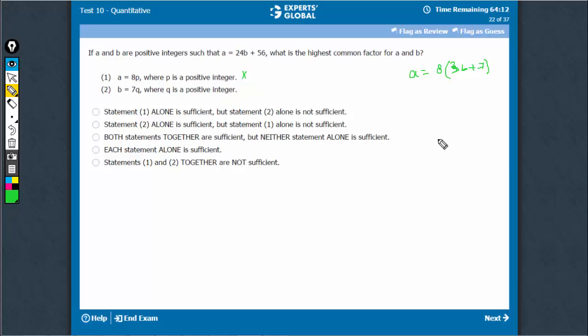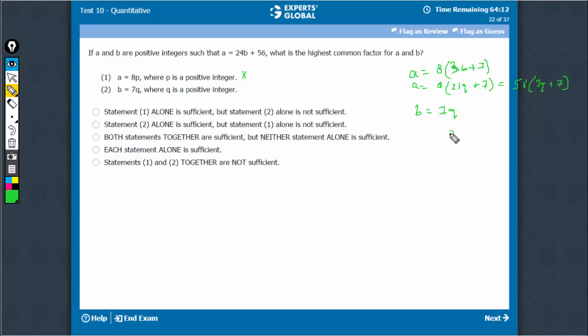Coming to statement 2, this says b is equal to 7q, where q is an integer. So this means a is equal to 8 into 21q plus 7. Now come to think of it, this becomes 56 into 3q plus 7. So a is a multiple of 56 and b is equal to 7q.